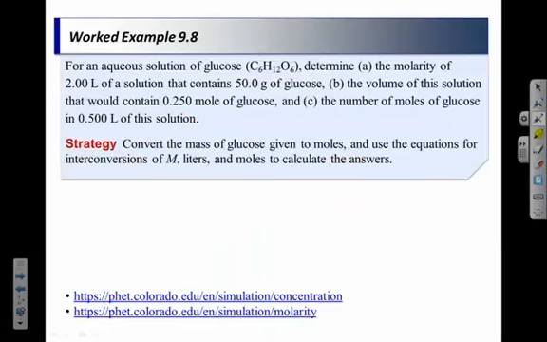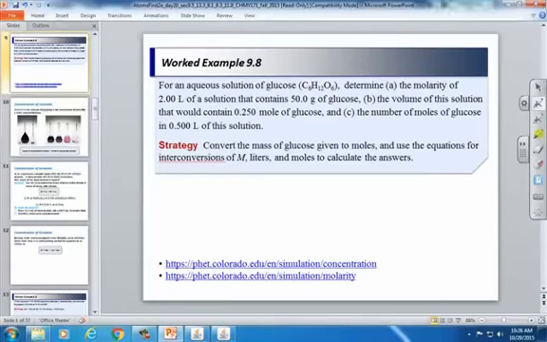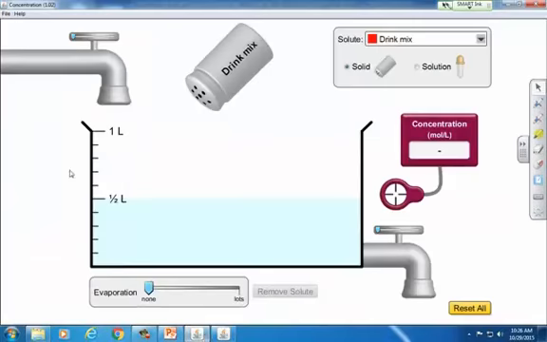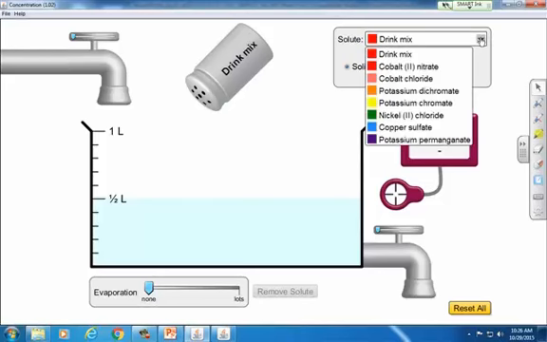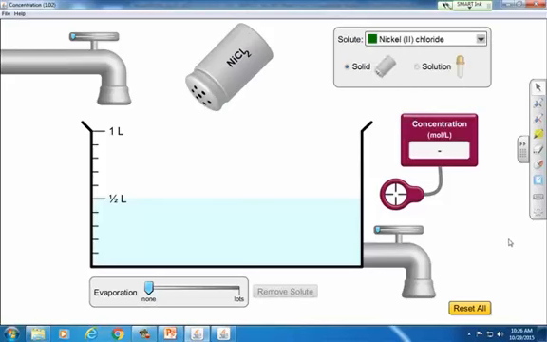So we want to do some practice calculations here, looking at solutions. Actually, before we do that, let's look at one of these simulations here. Let's look at this one. So here, I'm not going to add drink mix. I'm going to add an actual substance here. So I'm going to go with the green nickel chloride.